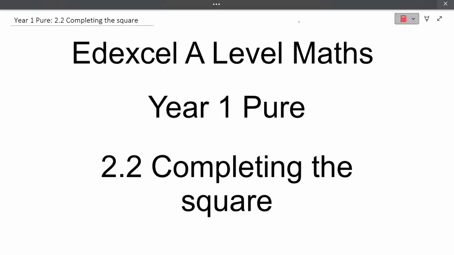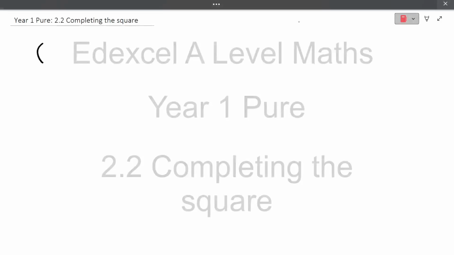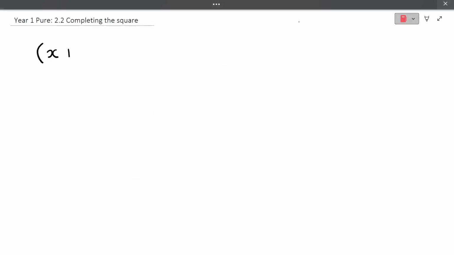And today we're going to look at something called completing the square, which is to do with quadratics. But the very first thing I'm going to do, which links to completing the square, is we're going to expand some brackets. So we might have something like (x + 4) in brackets squared. So if I'm going to expand that out, what do I get?